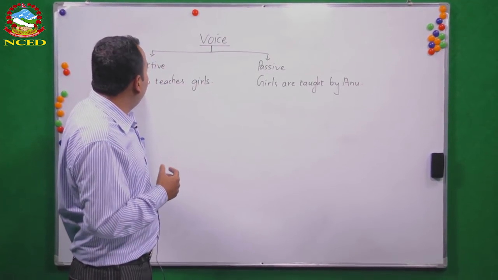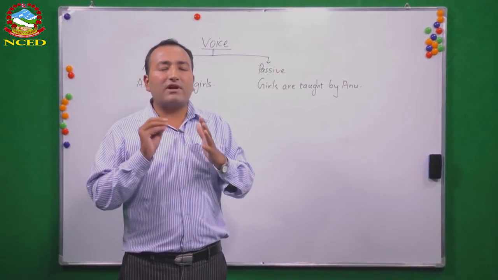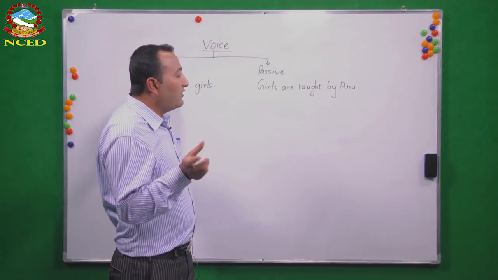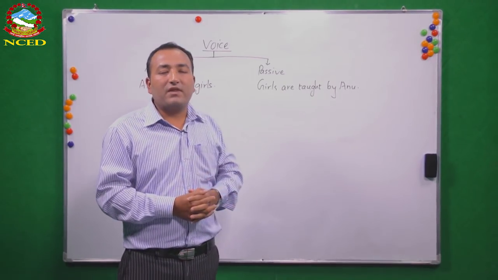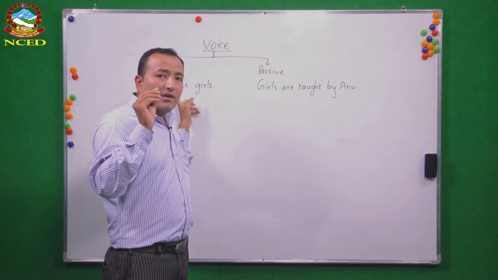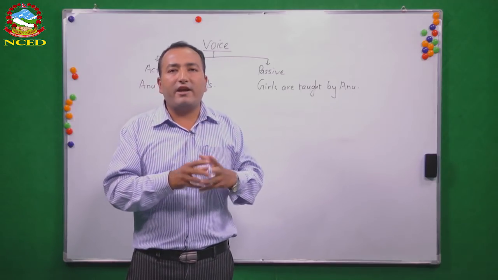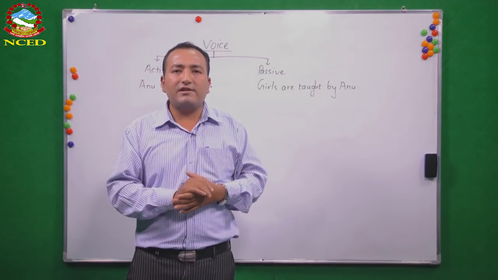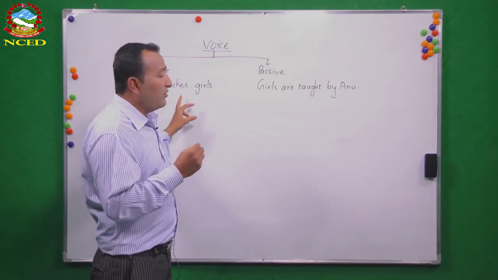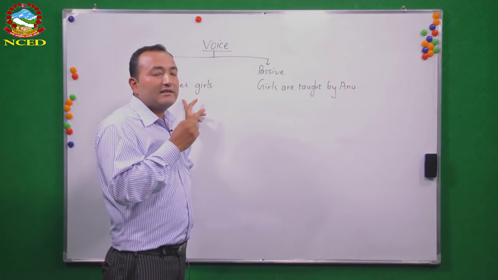Let's talk about what voice is first. Voice is the term used to talk about the relation of the verb with the subject. It means in an active voice sentence, the verb is said to be in active voice. In a passive voice sentence, the verb is said to be in passive voice. So, voice is all about the verb or the relation of the verb with its subject.